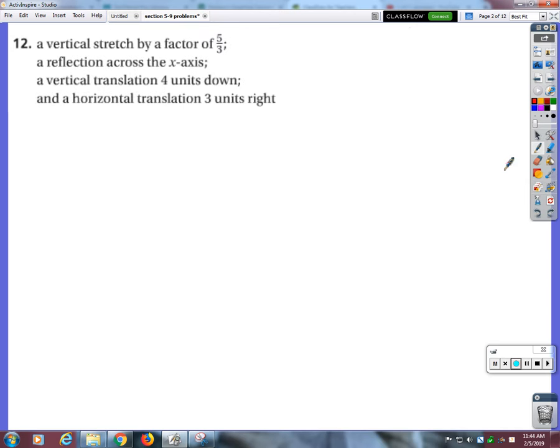Oh, not quite. Okay, so we're starting with x cubed. We want to stretch by 5/3. How do I do that? Anyone? Stretch of 5/3? Multiply by 5/3. Okay? A reflection across the x-axis means the 5/3 has to be negative. Okay? If I'm going to go 4 units down, then I have to subtract 4 from the end. And then to go 3 to the right, I go minus 3 inside the parentheses. Okay?